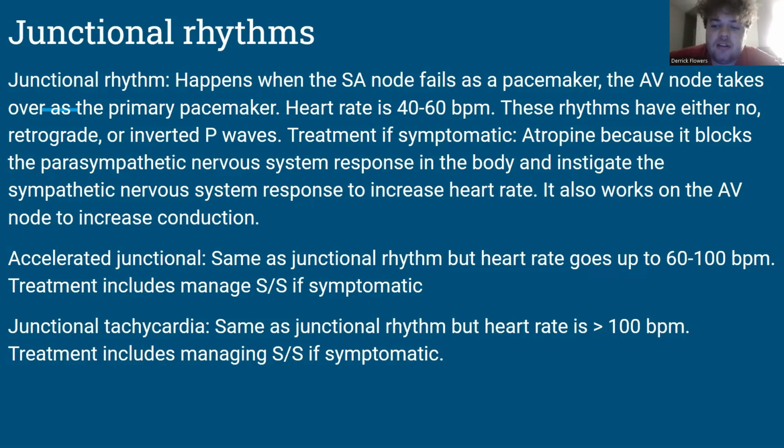Accelerated junctional, same thing as junctional rhythm, exact same thing, but the heart rate is 60 to 100 beats per minute. Treatment for accelerated junctional and JTAC is manage signs and symptoms if they're symptomatic. JTAC is the same thing, except their heart rate is higher than 100 beats per minute.